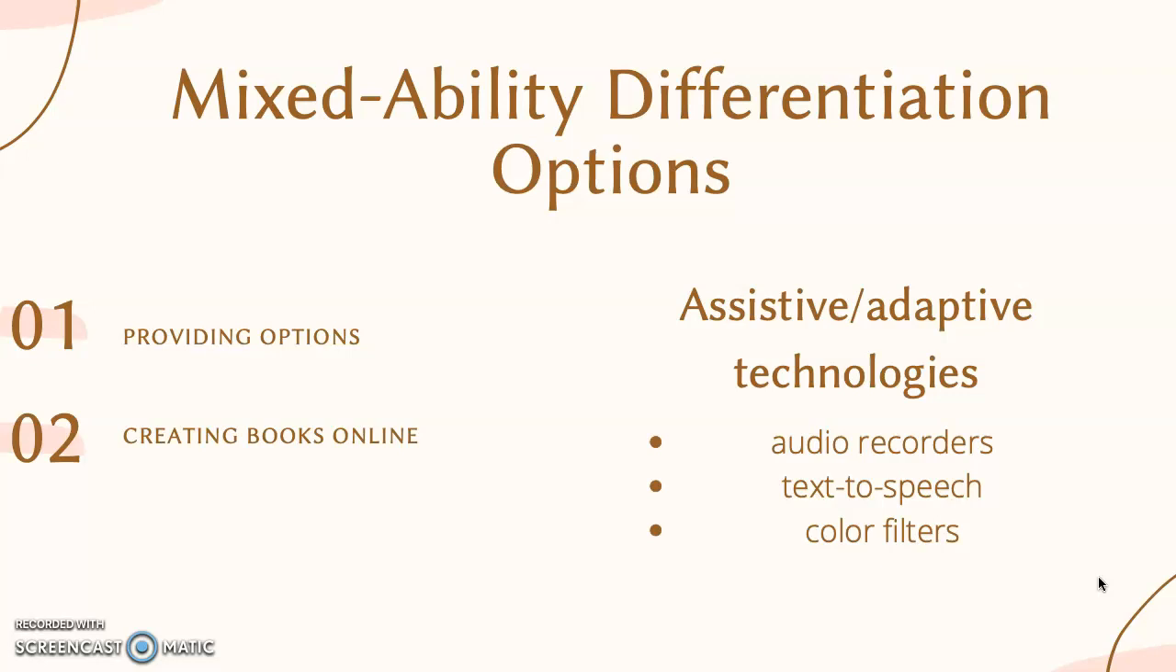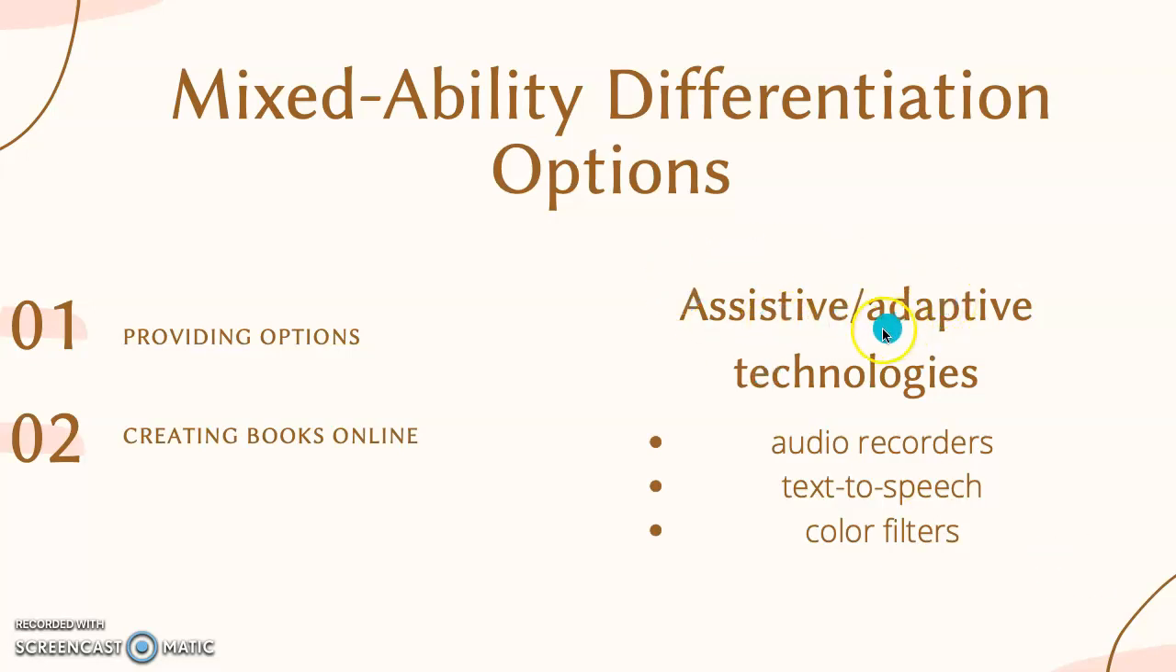The second option I have is for creating books online. This means that the student will be using the text-to-speech feature, and it will type their words for them. And then they will use one of the functions on the iPad to create the pictures of their story.